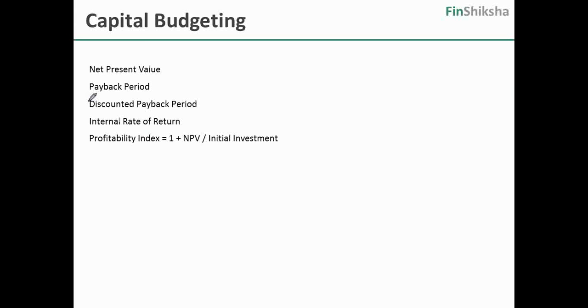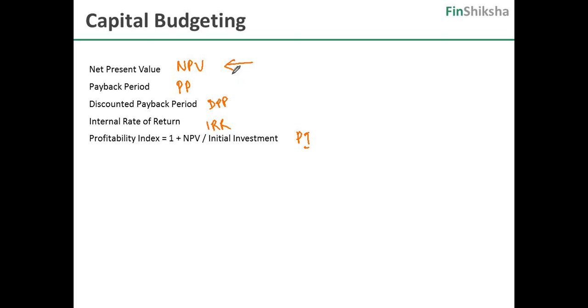Some of the key terms that come in capital budgeting are essentially net present value or NPV, payback period, discounted payback period, IRR or internal rate of return, and profitability index, PI. Fine, we will take these one by one.